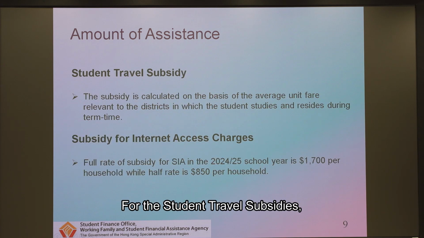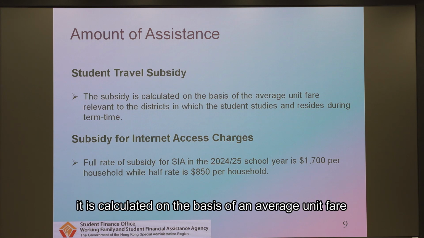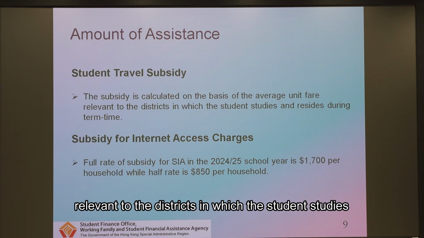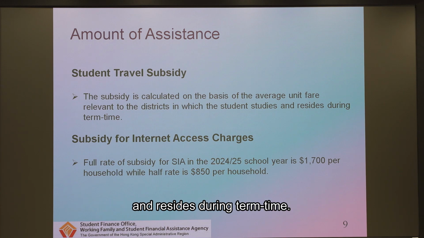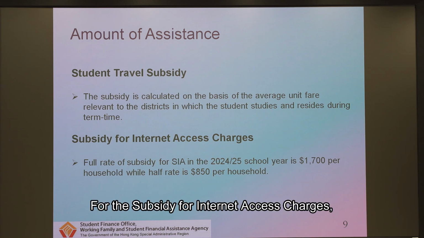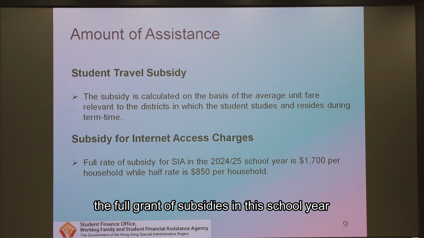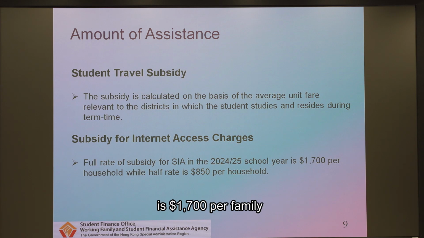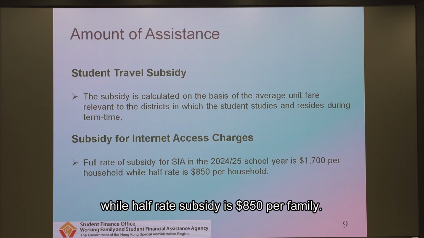For the student travel subsidies, it is calculated on the basis of an average unit fare relevant to the districts in which the student studies and resides during the term time. For the subsidy of internet access charges, the full grant of subsidies in this school year is $1,700 per family, while the half rate subsidy is $550 per family.